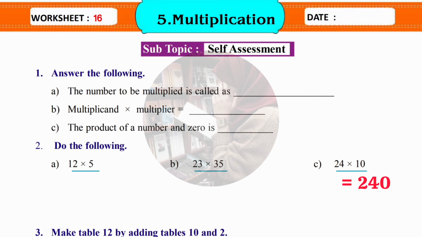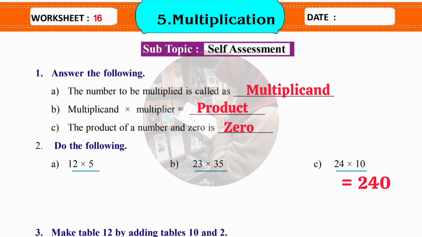Okay, let's do this. So first Roman numeral, we have given: answer the following. Fill in the blanks type. Let's see. First one: the number to be multiplied is called multiplicand. Second question: multiplicand into multiplier is equal to product. Next, third one: the product of a number and 0 is dash. So multiplication of any number with 0 is 0 only. So write down 0.